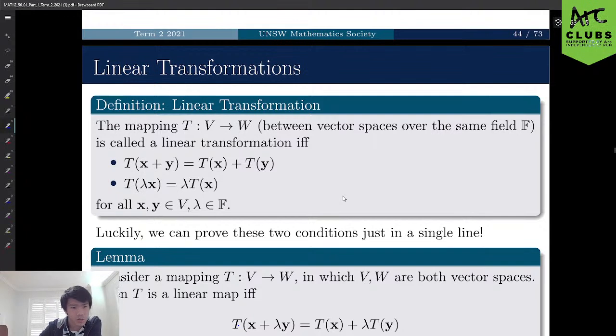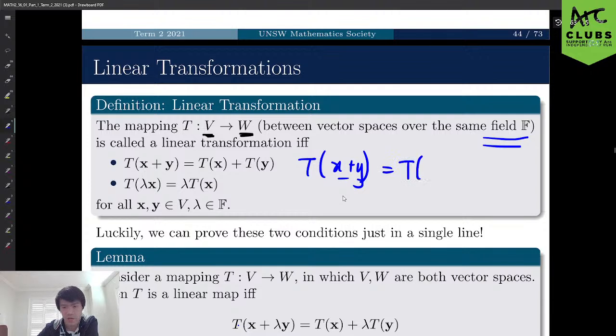So we're going to do much the same thing. We're going to talk about maps between vector spaces. So we have a vector space V, a vector space W, and both of them are over the same field F. Alright, and what we have to be able to do is find a transformation such that when we take T of x plus y, we can really just take them separately. So take T of x plus T of y.